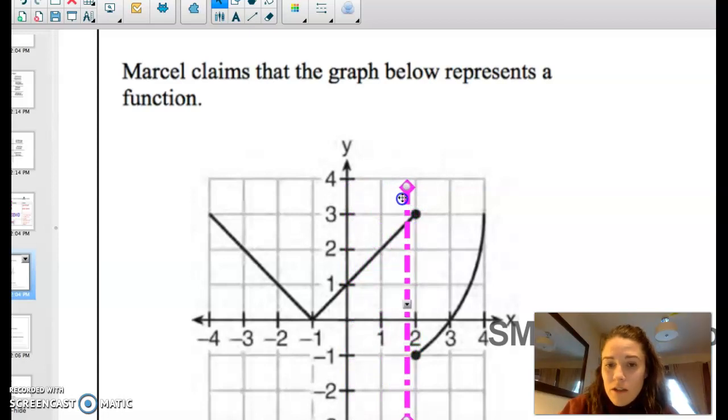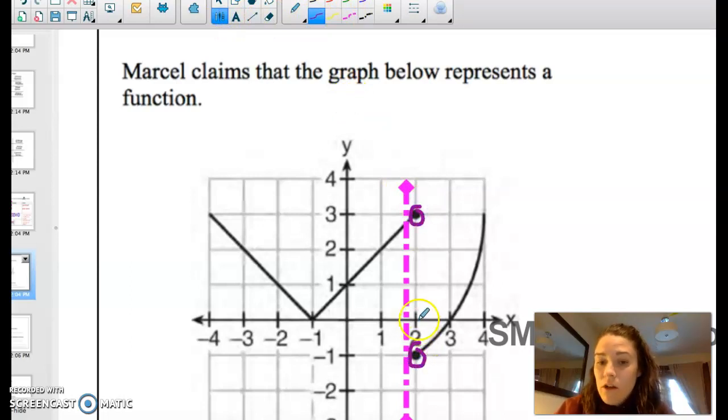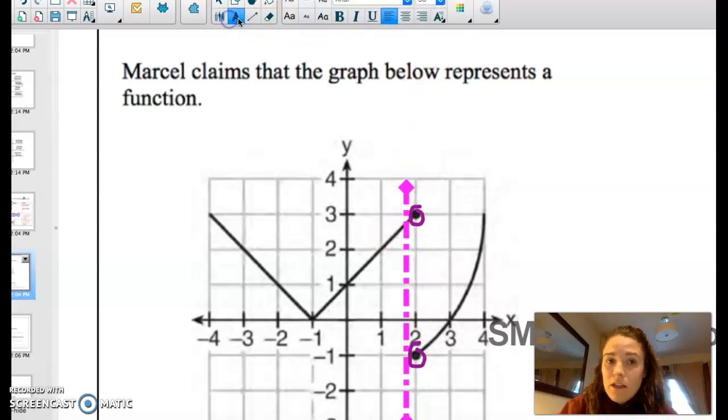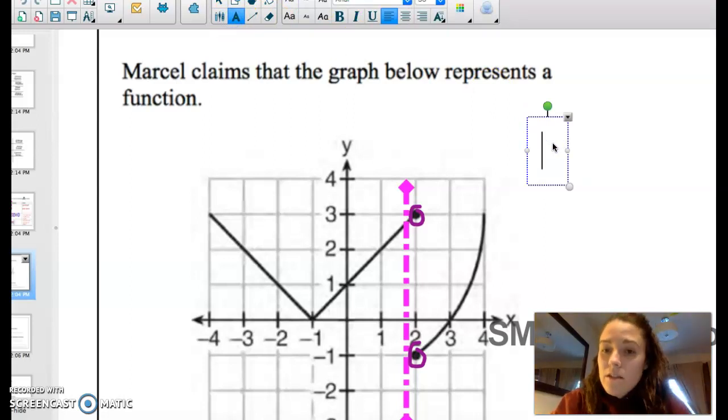Oh, and then I look here. Here I see these two different points. And I notice that those 2 points are closed. If they're closed circles, that means that the answers are included. So what this is telling me is that the x value of 2 goes to -1 and it goes to 3. So that tells me that that is not a function and that this does not pass the vertical line test.